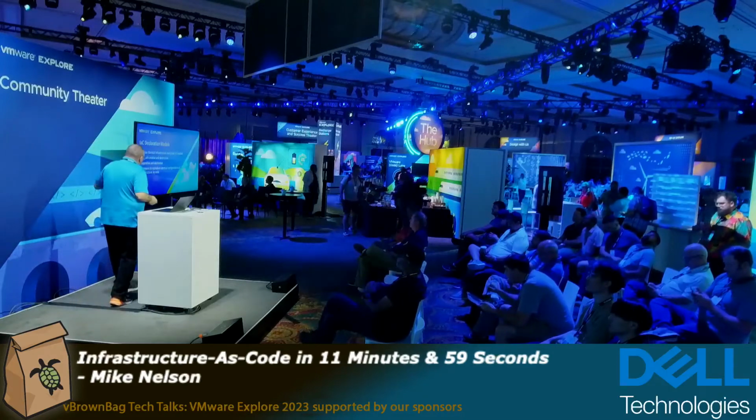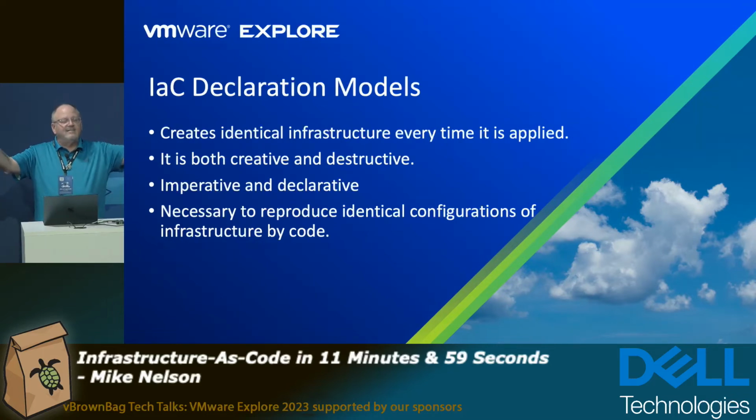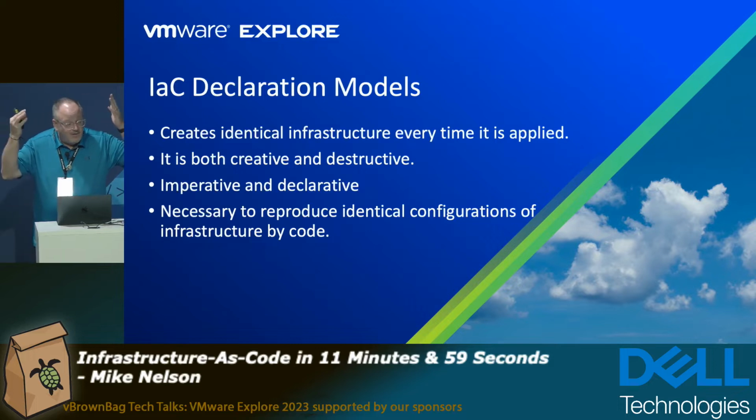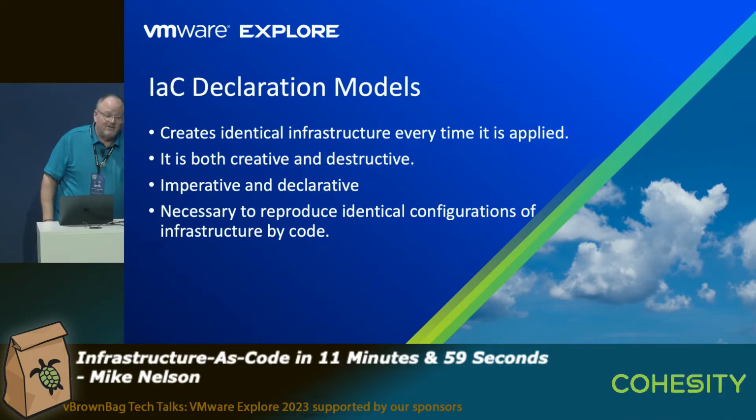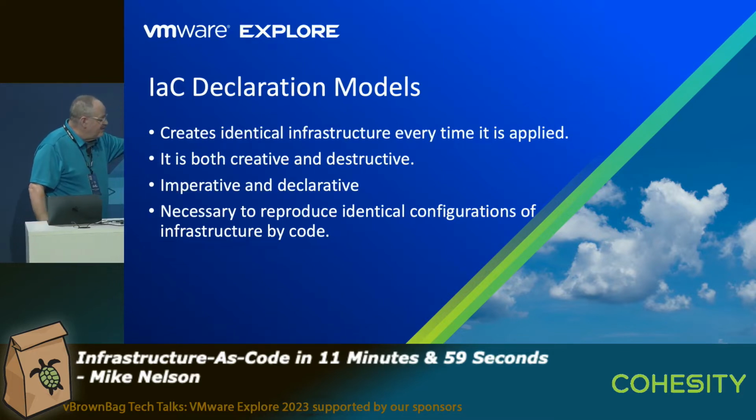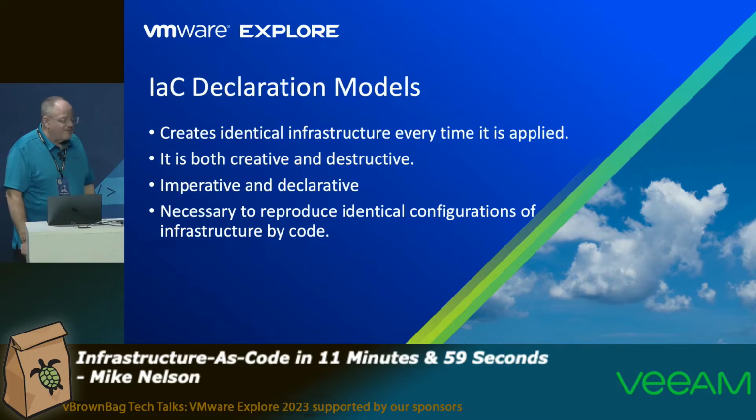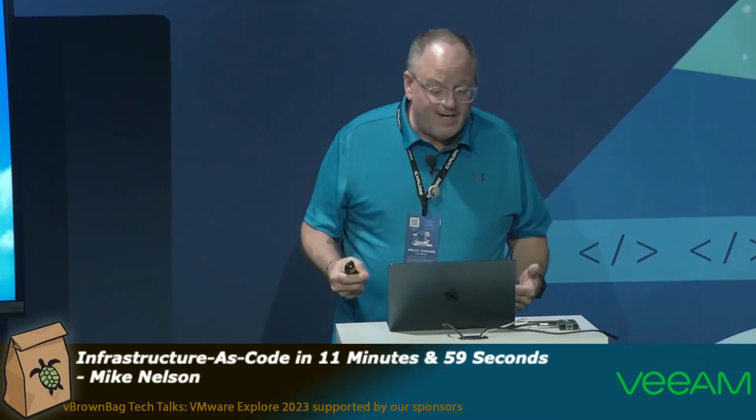It's both creative and destructive. We have IAC that can create things, and IAC that can destroy things. So creation and destruction. It's imperative and declarative. If you don't know what imperative and declarative is, we'll talk about that in a second. And it's necessary to reproduce identical configurations of infrastructure by code. That's exactly what it is. It's required to reproduce that identical configuration.